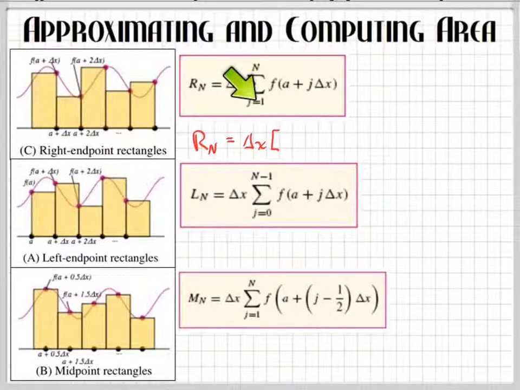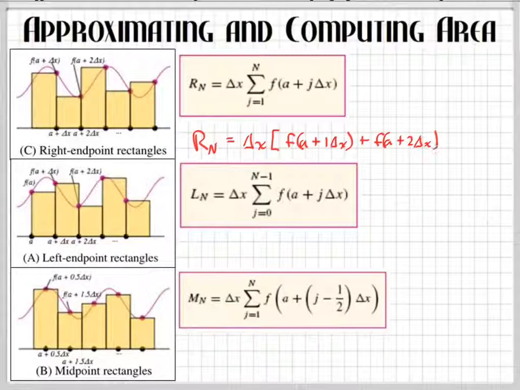And so the first time we would do this, it's a lot of iterations. We plug in j equals 1. So when we plug in j equals 1, we get f of a plus 1 times delta x. And then we would add f of a plus 2 delta x, and so on and so forth. So we keep going up. That's 1, that's 2. The next one's going to be 3, f of a plus 3 delta x.